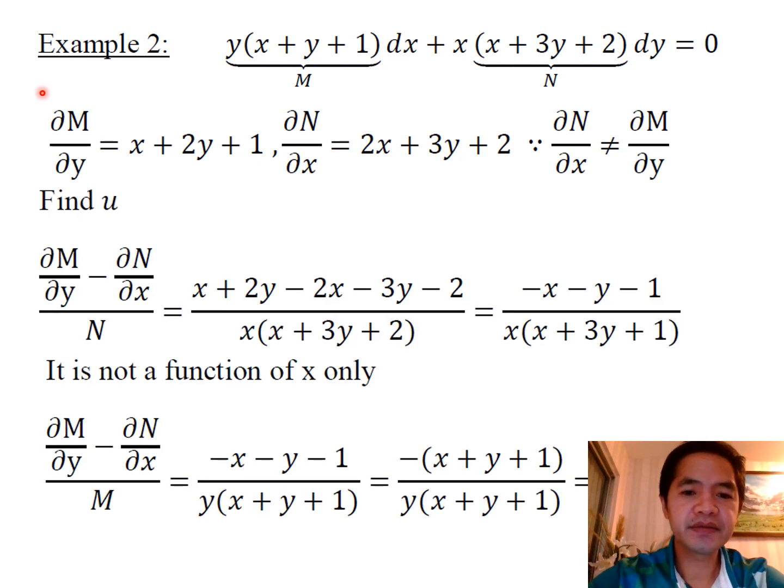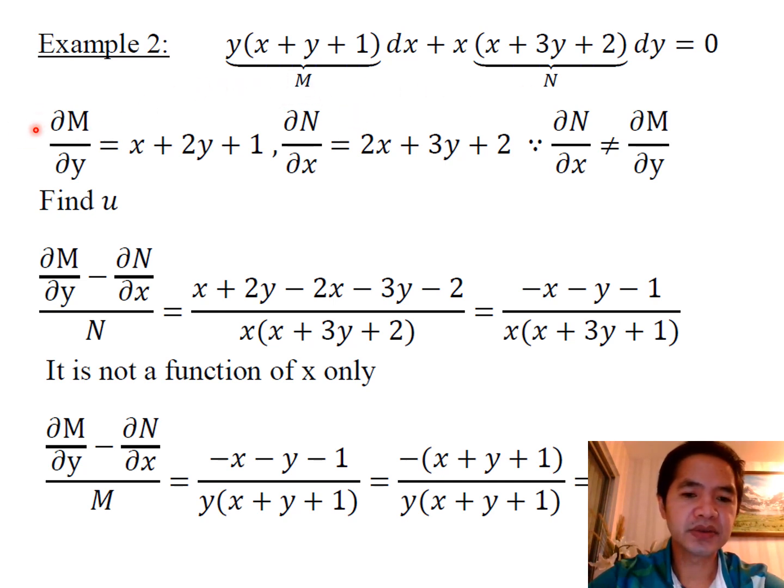Okay, here we have y times the parenthesis x plus y plus 1 times dx, plus x times the parenthesis x plus 3y plus 2 times dy, equals 0. Let M be the first function and N the second. Now we follow the steps of the integrating factor or exact equation. So let's try the partial derivatives of N and M.